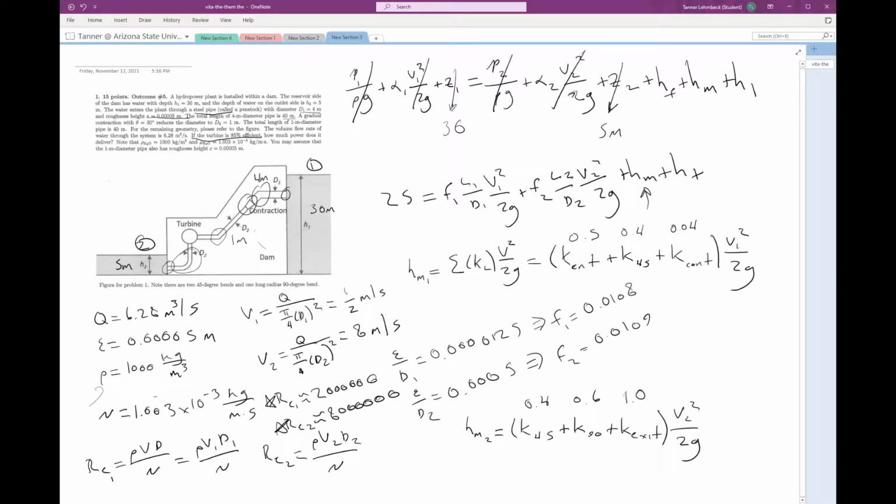So if I plug these in for my minor loss, all I'm left with is this turbine head term. I know V1, I know V2, I know L1, I know D1, D2, F1, and F2. We solved those at the very beginning. So if I plug everything in and solve for the turbine head, I'll do that down here. I should get a head value of about 17.03 meters.